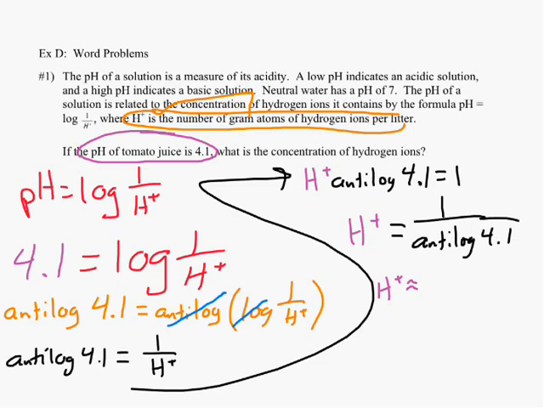You should get a pretty ridiculous answer. It should say something like 7.94 and then e to the negative 5, something like that. That e to the negative 5 is your calculator's way of saying scientific notation. This answer is really small, so we're going to write it that way. 7.94 times 10 to the negative 5.